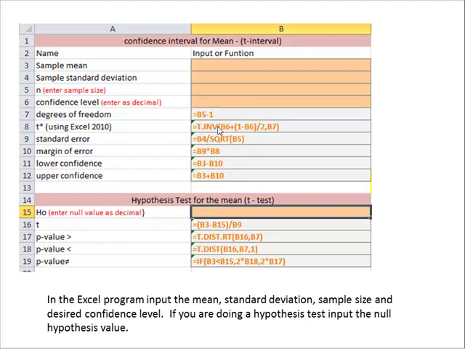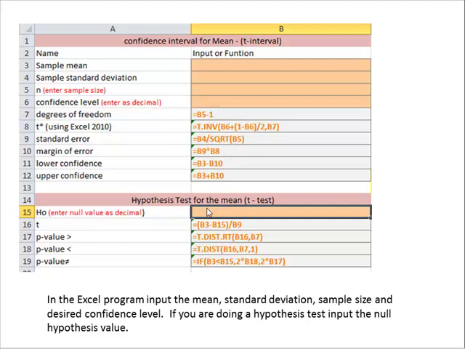It'll give you the T star, and then the standard error is just the sample standard deviation, B4, divided by the square root of n, so that's B n. And then to get the margin of error, you're just going to take your T star value and multiply it by your standard error, so that's B9 times B8. And then to get the lower confidence value, you take your sample mean, which is B3, and subtract the margin of error, and then add the margin of error for the upper.